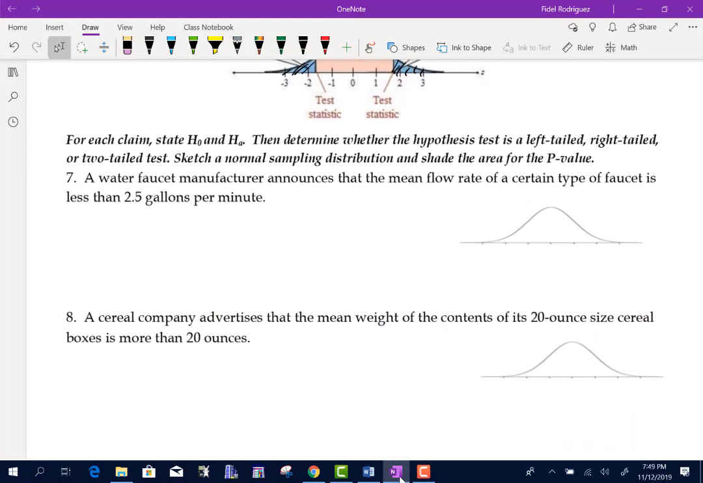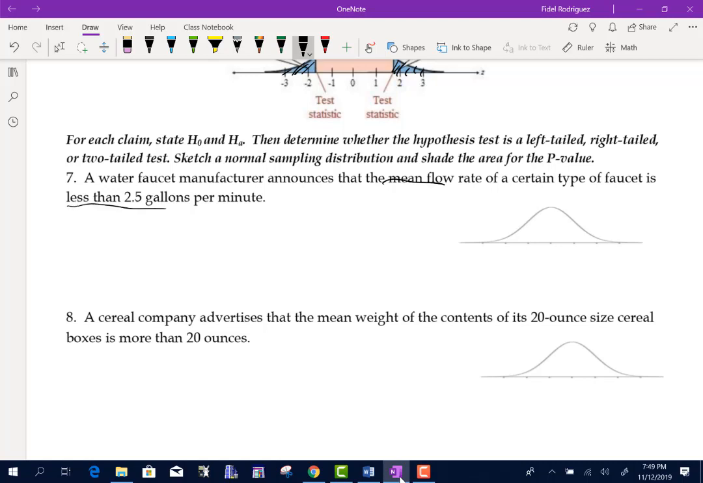It says for each claim, state the HO and the HA, the null and the alternate, and then determine whether the hypothesis test is a left tail, right tail, or two-tail test. Sketch a normal sampling distribution and shade the area for the p-value. Okay, so guys, we actually did part of this earlier. Look what it says here. It says the water manufacturer announces that the mean flow rate is less than 2.5 gallons a minute.